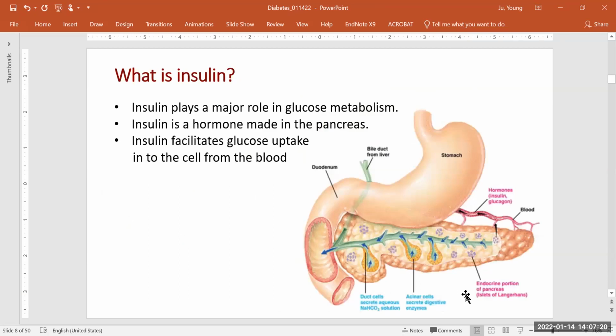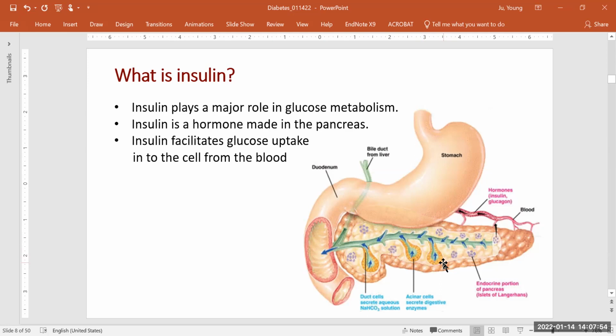In glucose metabolism, insulin plays a major role. As mentioned, the digestive tract breaks down carbohydrate into glucose, and glucose enters the bloodstream. And with the help of insulin, cells throughout the body can absorb glucose and then use it for energy. So insulin is a hormone made in the pancreas, which is an organ located behind the stomach.